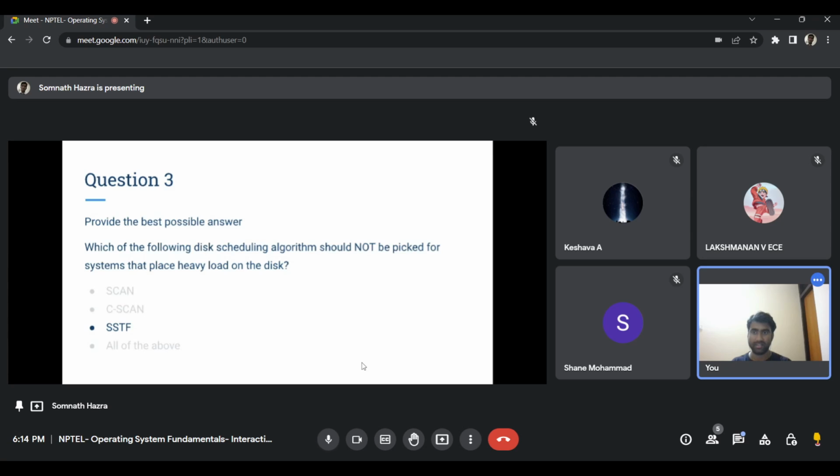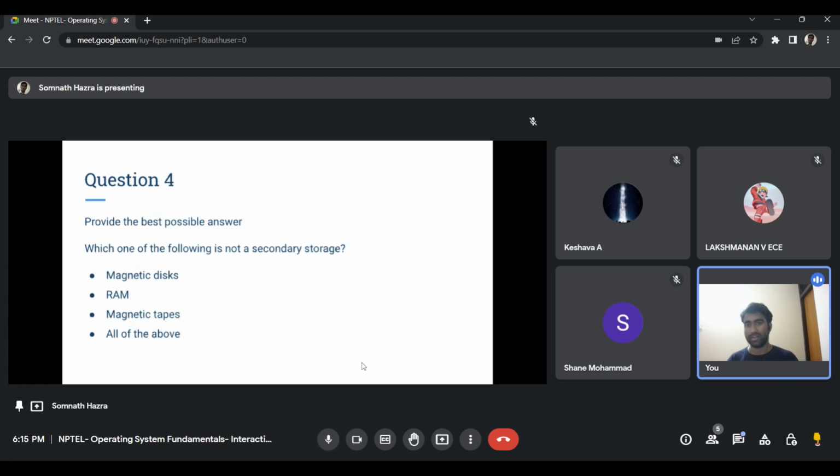What that creates is it places the heavy load on the disk, since it is not happening sequentially, that is, it is not reading everything in a single motion. So the read write head has to move back and forth multiple number of times for doing SSTF. Although the overall time consumed reduces, there is a heavy load placed on the read write head and other mechanisms present on the secondary disk. So that places a heavy load on the disk, and thus it should not be picked for those systems. So anyway, let's get to the next question.